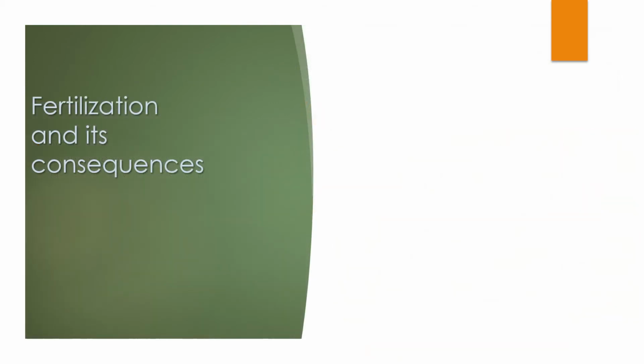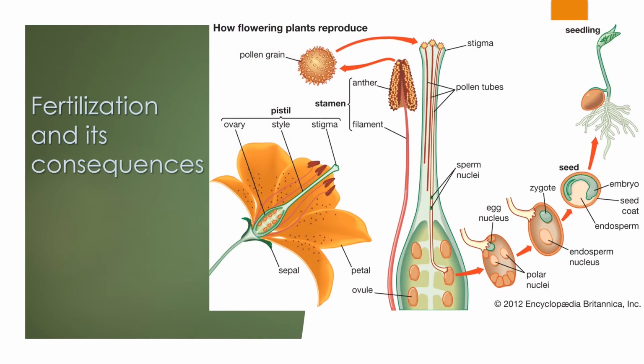But what happens after the pollination? See here, after the transfer of the pollen grains from the anther to the stigma of the flower, these pollen grains develop pollen tubes, and inside the pollen tubes, the male gametes are transferred to the ovules. Inside the ovules, there is the egg cell, and when the pollen tube comes in contact with the ovule, the male gamete and the female gamete fuse with each other. So fertilization occurs.